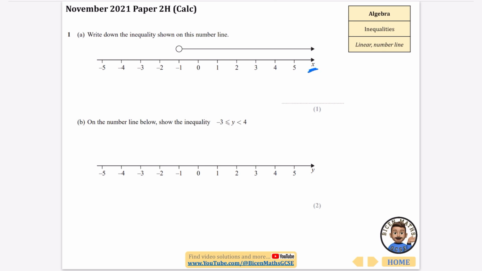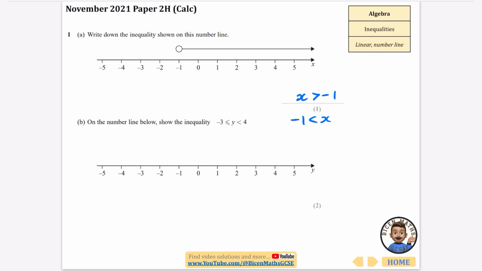Now you'll see there's the letter x here, but they would accept it with other letters, but we're going to use the letter x, and we're going to say that x is greater than -1, because it's all of the values that are bigger than -1. The other way that you might see this is you could say that x is greater than -1, or -1 is less than x. So either of those things would be accepted.